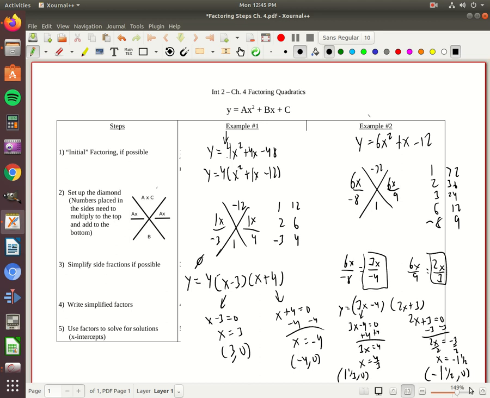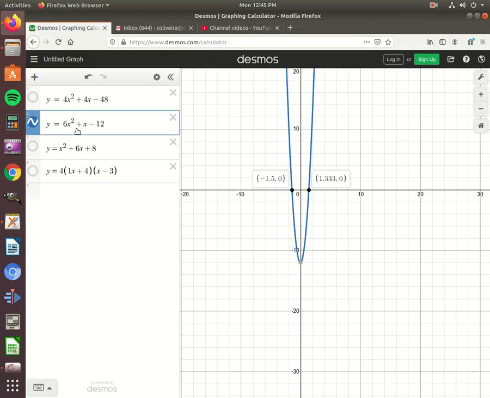So let me go ahead and set this up, and let's see if we actually hit those x-intercepts in Desmos. Equation, 6x plus x minus 12, and you can see our intercepts of negative 1.5 and positive 1 1/3 did indeed work, like we were hoping to see. So let's go ahead and set up the last problem.